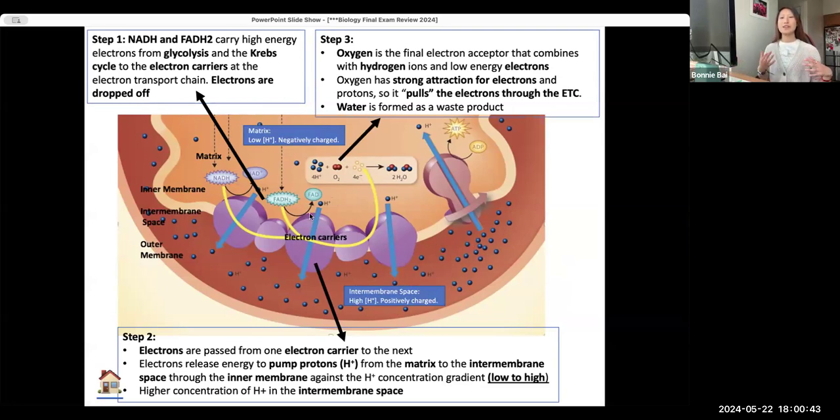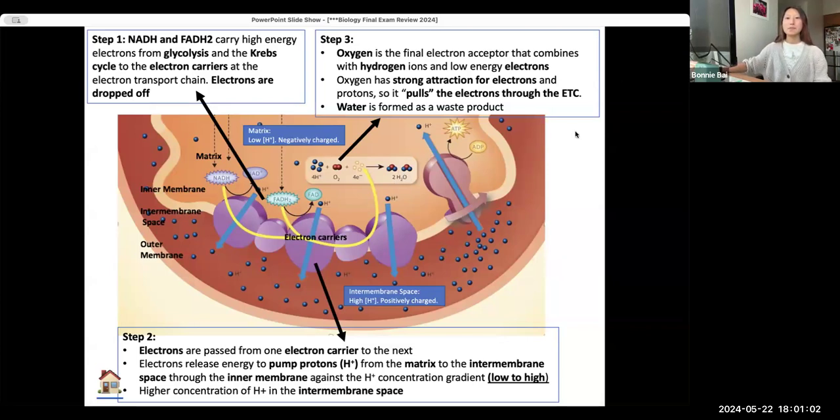So this is really giving a strong pull, right? It's like if you were to have tug of war and you put a very, very strong person at the end of the line and it's really carrying the team. That's what oxygen is doing over here.